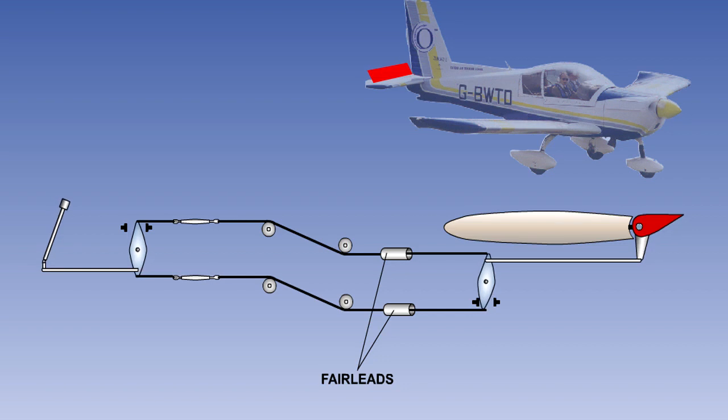A fair lead is a guide, manufactured from a soft metal or plastic, used where the control cable passes through the airframe structure, so that if the cable were to flex laterally, it would come into contact with the fair lead rather than the airframe structure.